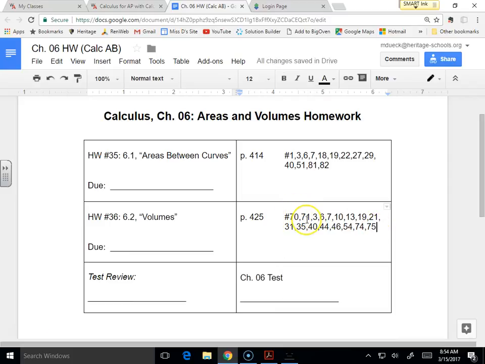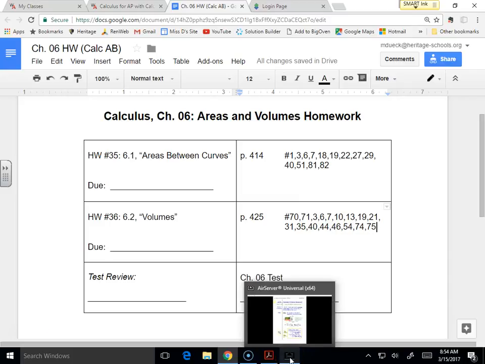I'm going to put 70 and 71 in the beginning. So, tonight, make sure your notes are copied down. Work on 70, 71, and if you want to start playing with 3, 6, and 7, that's where we are going to be practicing tomorrow.